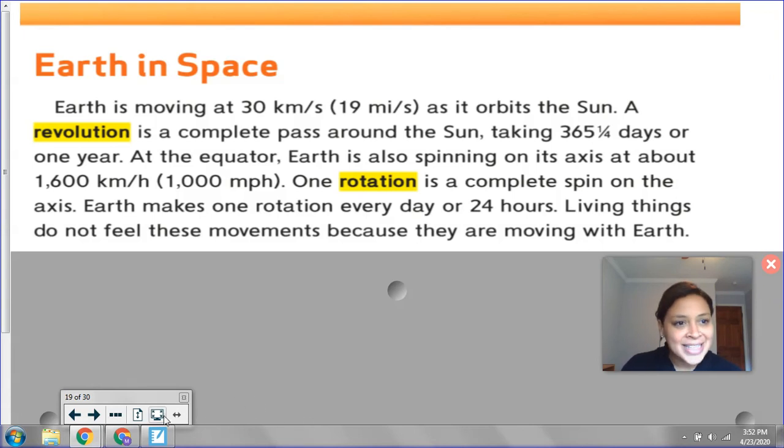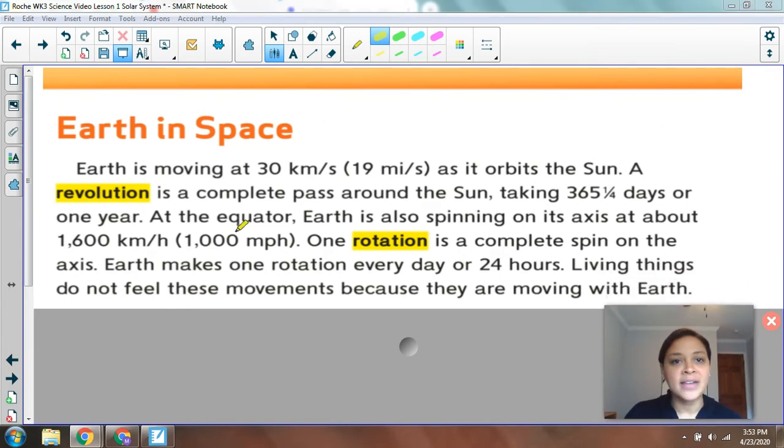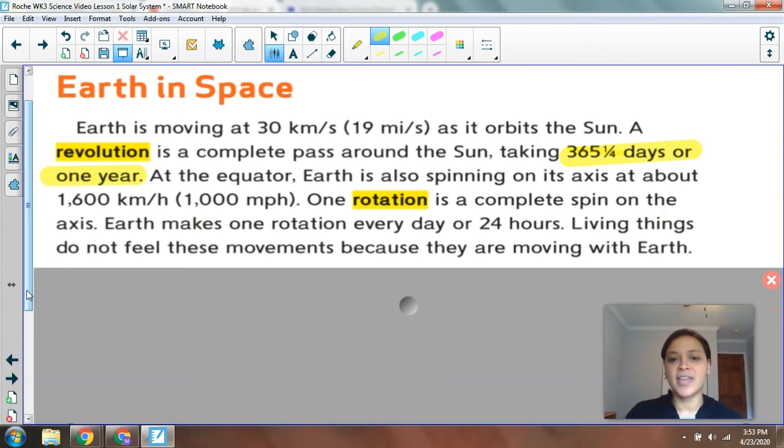Okay, so when we talk about what is the difference between revolution and rotation, well, here in the text, how long does it say that it takes Earth to revolve around the sun? That's correct. About 365 days, or we call it a year, 1 year. And so how long then does it take for Earth to do a complete spin or rotation? Very good. About 1 day for one rotation takes about 24 hours.